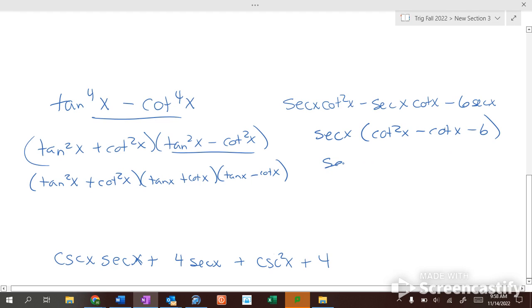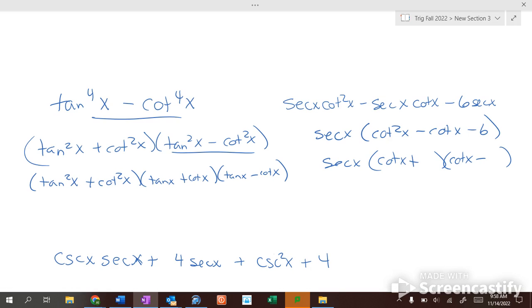And how does this factor? Well, it's cotangent of x, plus and minus. Factors of 6 are 1 and 6 or 2 and 3. Which one works to make a negative 1? Positive 2 and a negative 3. Okay? Positive 2 and negative 3.